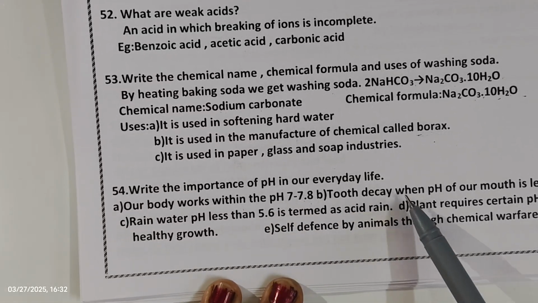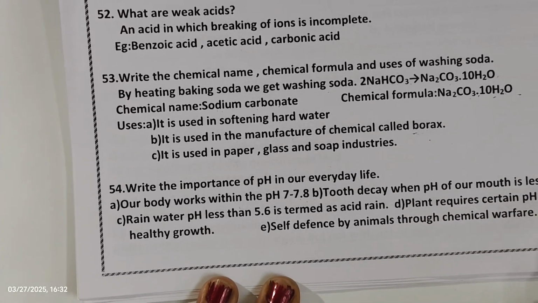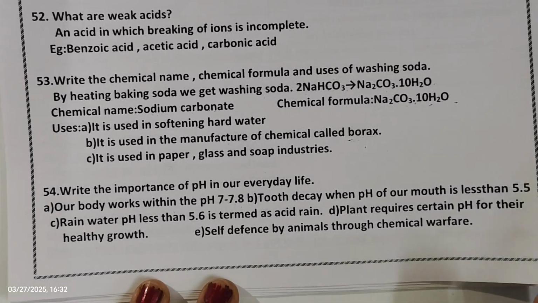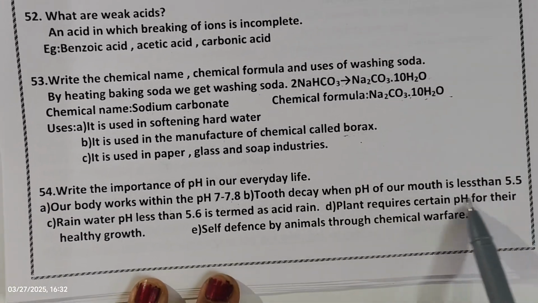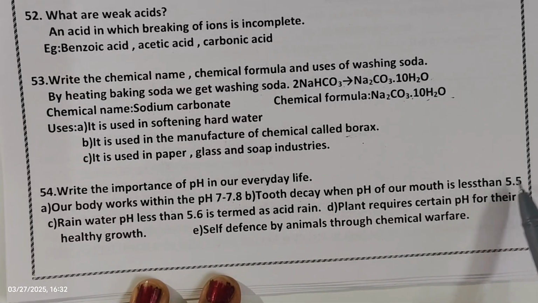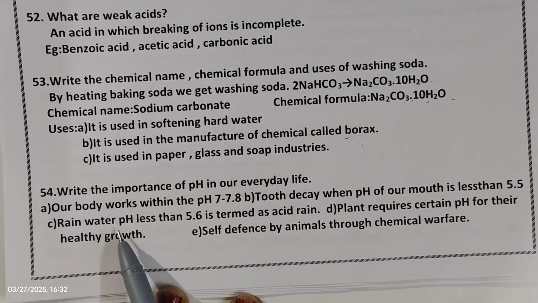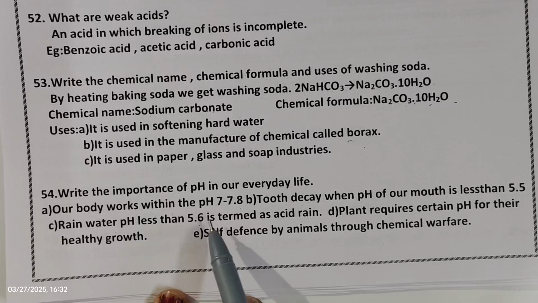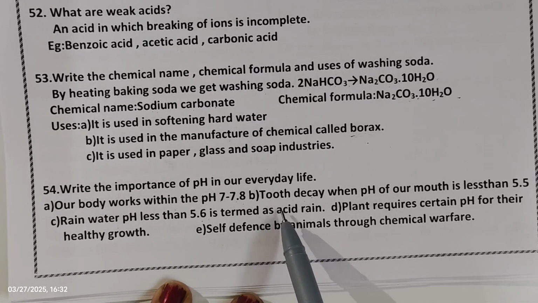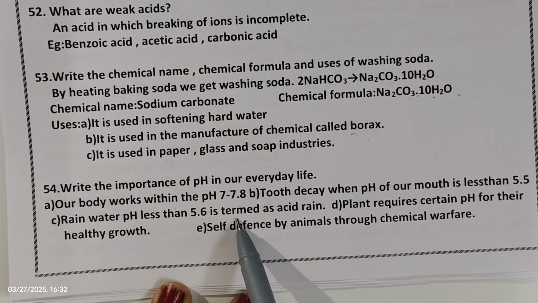Then tooth decay: it starts when the pH of our mouth falls below 5.5. Due to the acidic nature, the acid produced makes the tooth decay. Then rainwater with a pH less than 5.6 is termed acid rain. If the rainwater's pH reduces, it becomes acid rain.